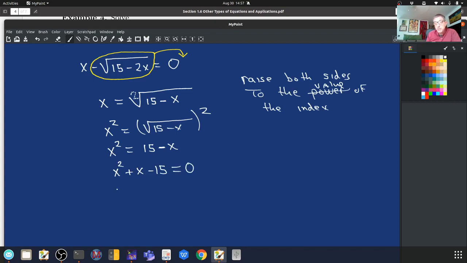And I'm going to try to factor. One of the reasons I'm going to try to factor this is because it's a monic polynomial, a degree 2 polynomial. The leading coefficient is 1. So coming over here, this is my way to do it.